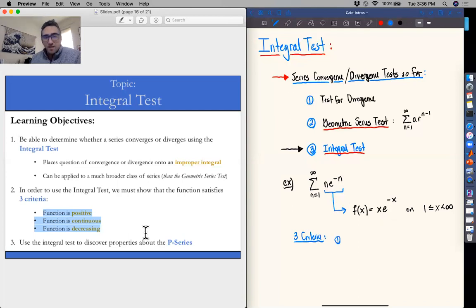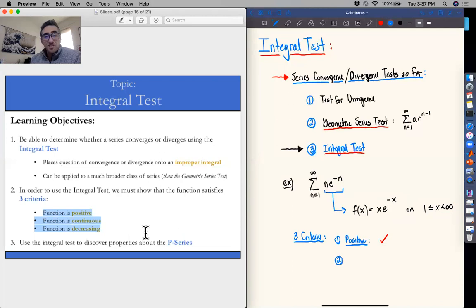The first criteria we test is whether this function is positive. So again, we're thinking on the specific interval from 1 to infinity. Is this function f of x always going to be positive? Well, x will always be a positive number on this interval. e to the minus x will also always be a positive number on this interval again. So our function is always going to be positive, so it checks out that criteria.